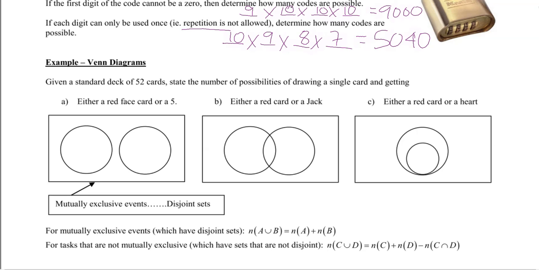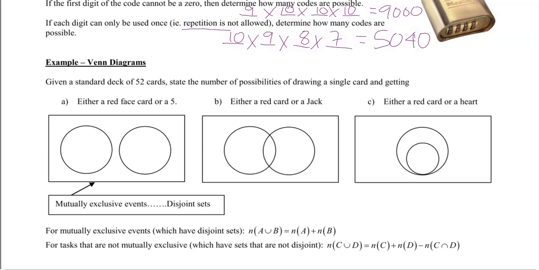So, given a standard deck of 52 cards, state the number of possibilities of drawing a single card and either getting a red face card or a 5. Okay, so when we're doing Venn diagrams, we have to ask, is there any overlap? Are there any cards which are both red face cards and 5s? No. You can't pull a card out of the deck and say, oh, it's the Jack of 5. You have Jack of Hearts, you have red face cards, you have 5s. Those are mutually exclusive, right? They both can't happen. So the sets are disjoint.